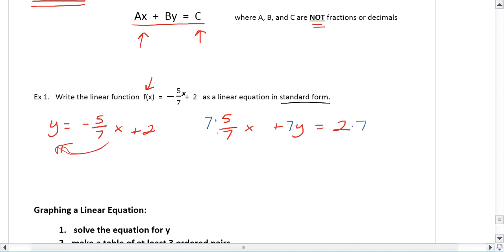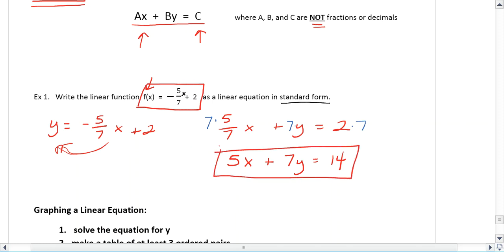So 5/7 times 7 is just 5x. 7y is just that, 7y equals 14. So now we have taken this line from the y equals form, and we have written it in standard form. Perhaps not in this assignment, but coming up, we will be given a line in standard form and asked to solve for y. So we need to be able to go both ways with this.